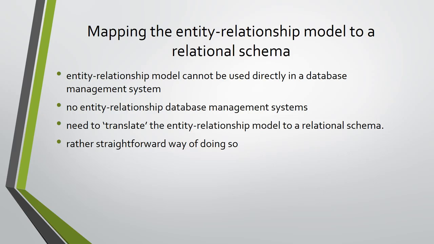The reason is that there are no entity relationship database management systems, but there are relational database management systems. Therefore, we need to translate the entity relationship model of the database to a relational schema. That is, to define the relations, the attributes, the keys, and the domains, as required by the relational model. Fortunately, there is a rather straightforward way of doing so, with rules on how to map entity types and relationship types into relations.